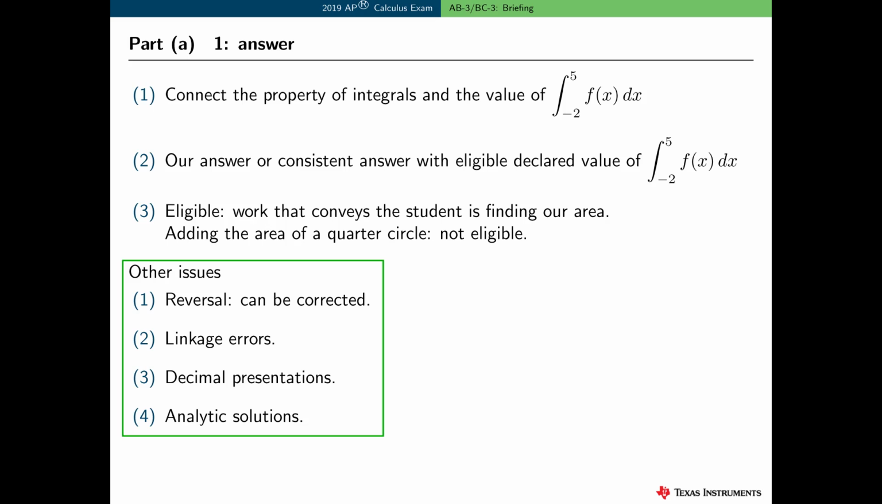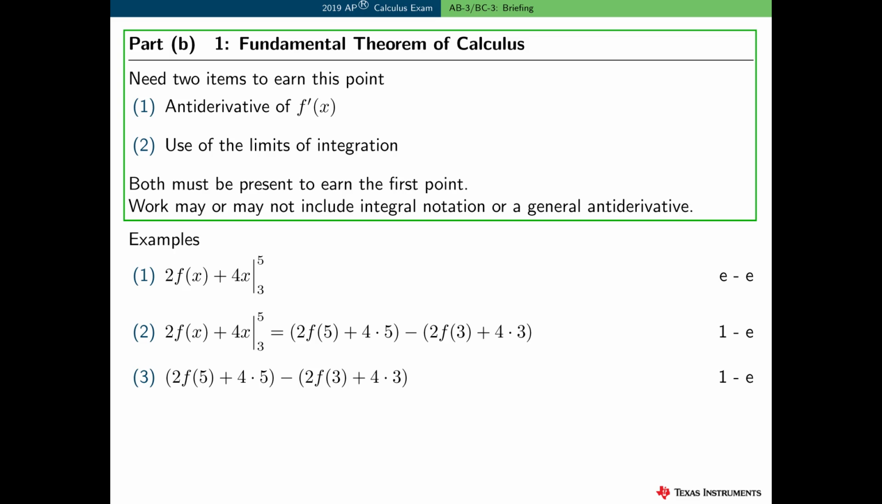In Part B, the first point was for showing knowledge of the fundamental theorem of calculus. And in order to earn this point, the student needs to show two items: the antiderivative of f prime of x and the use of the limits of integration. Both of these must be present for the student to earn this point. But the work may or may not include integral notation.